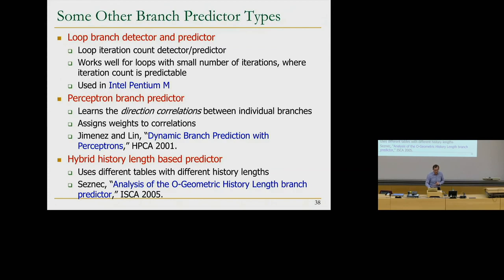I'm not going to go into the details of this, but this paper by Andre Seznec talks about this geometric history length branch predictor that has many different tables. And some of the tables are associated with small history lengths, some of the tables are associated with very large history lengths. And there are sophisticated algorithms to decide which tables you should use and how you should update the tables. Let's go through these in a little bit more detail.